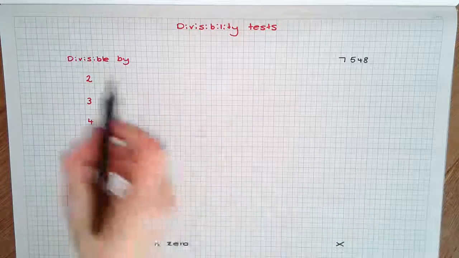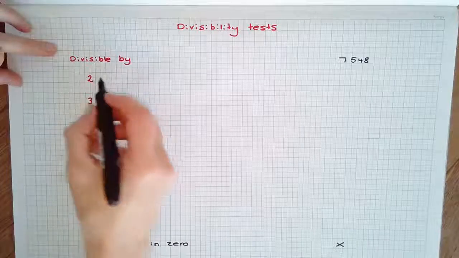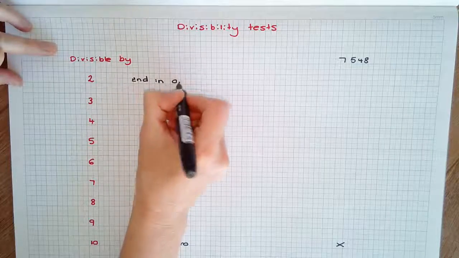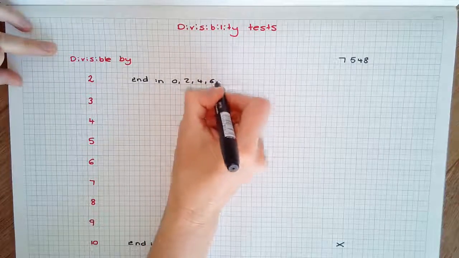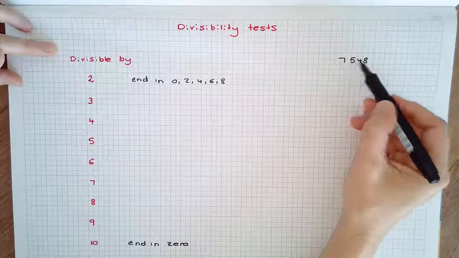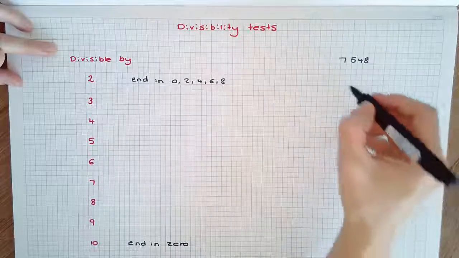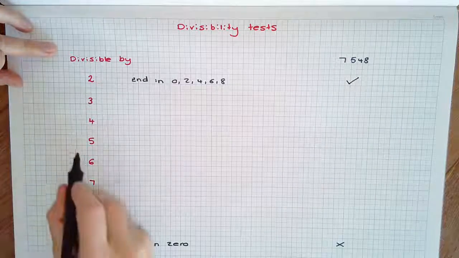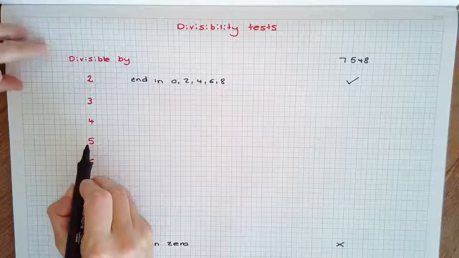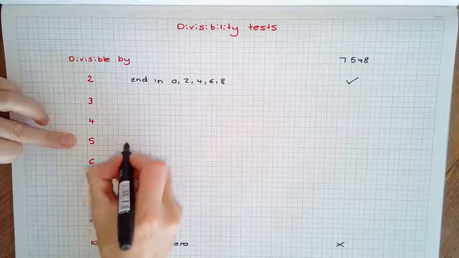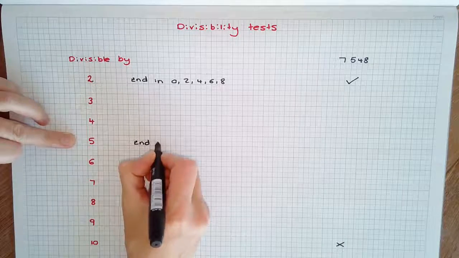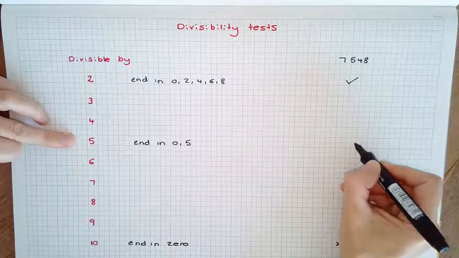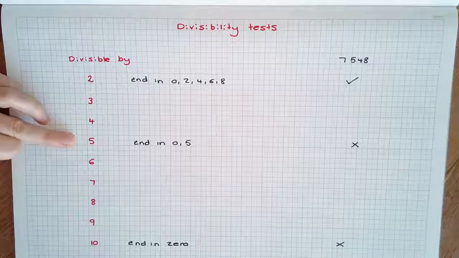Let's now go to twos. If it's divisible by 2, it would be an even number, so the number would end in 0, 2, 4, 6, or 8. Since 7,548 ends in 8, which is an even number, we say it is divisible by 2. Let's go down to another easier test, 5. If a number is divisible by 5, it'll end in 0 or 5. Our number does not end in 0 or 5, so it's not divisible by 5.